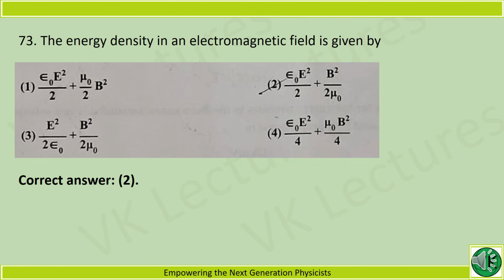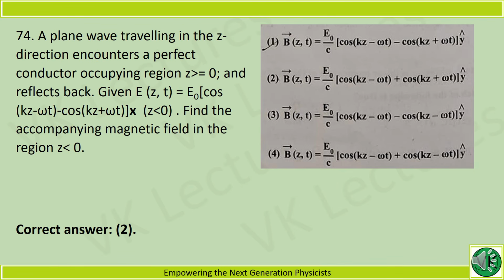The energy density of electromagnetic field is given by, the correct answer is option 2, epsilon naught E square by 2 plus B square by 2 mu naught.